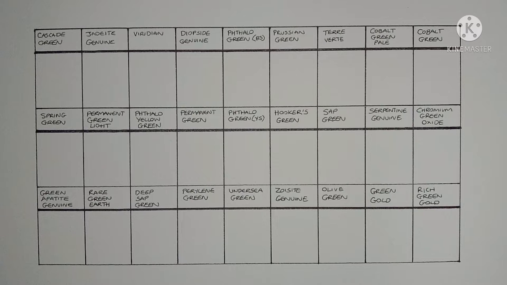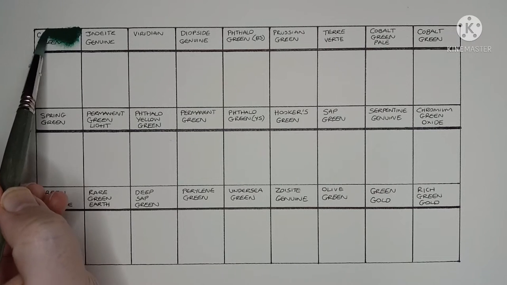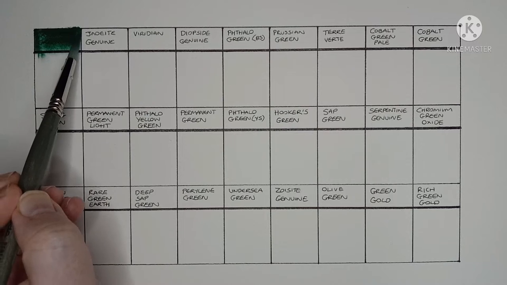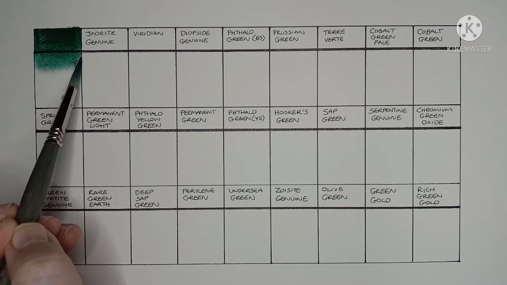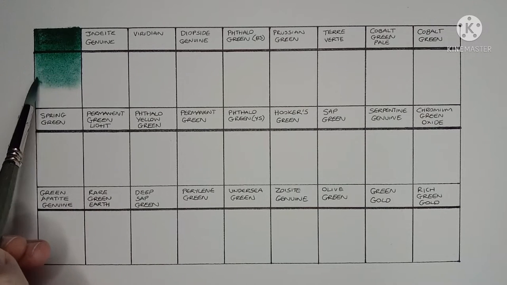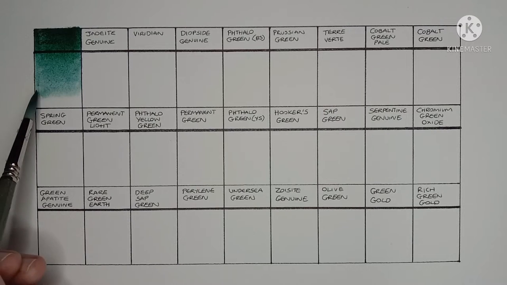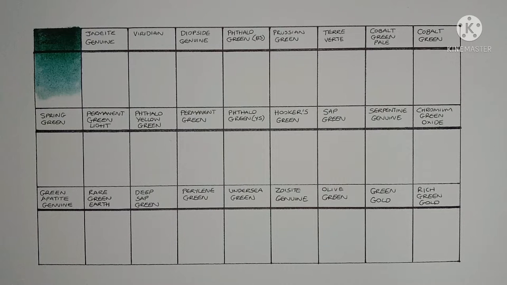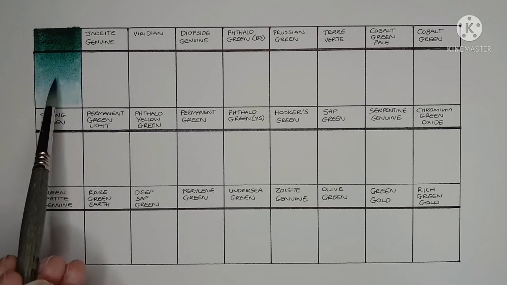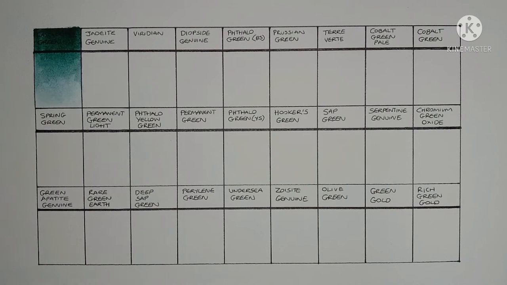In today's video we're going to be swatching out and taking a look at all the greens. So first up is Cascade Green. This is a mix of PBR7 and PB15. This is actually quite an interesting paint. There's kind of a separation of various blues and green shades.